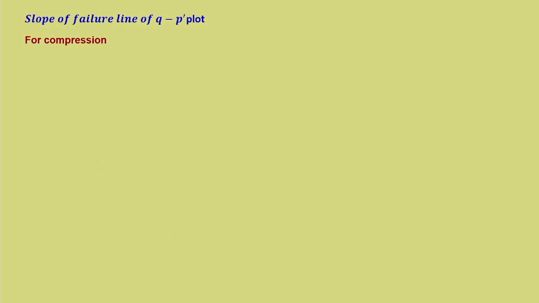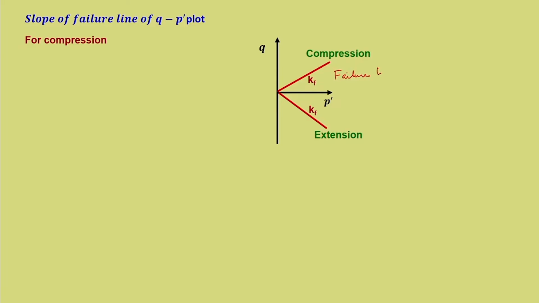Now, let us see the slope of the failure line in Q P dash plot. So, what is the slope of tau versus sigma plot? It is nothing but phi dash. So, that is the slope. Similarly, we want to find out what is the slope of failure of Q P dash plot. So, this is Q P dash plot, and I have drawn two failure lines, and one line corresponds to the case of compression, the other line corresponds to the case of extension.